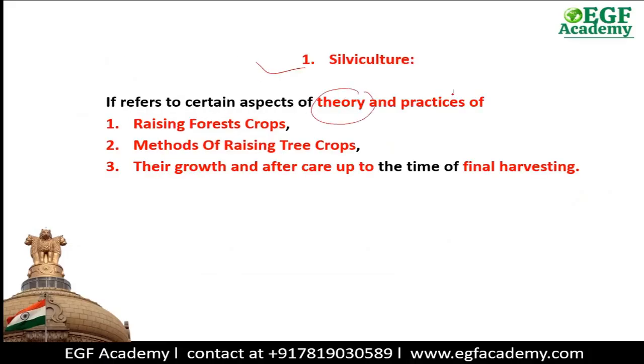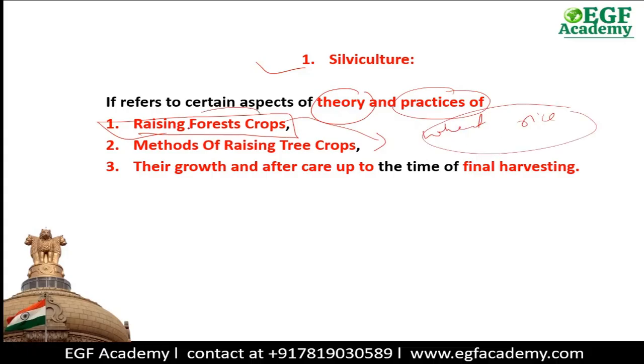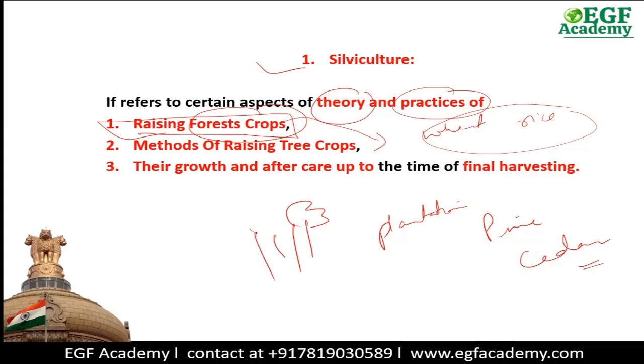Silviculture is the theory and practice of raising forest crops. What is a crop? The general meaning of crop is whatever cereals we grow, for example wheat and rice. But in the forest, the meaning of crop is tree species. Whatever plants we grow in the forest, be it pine, cedar, or any other plant, we call it a forest crop.